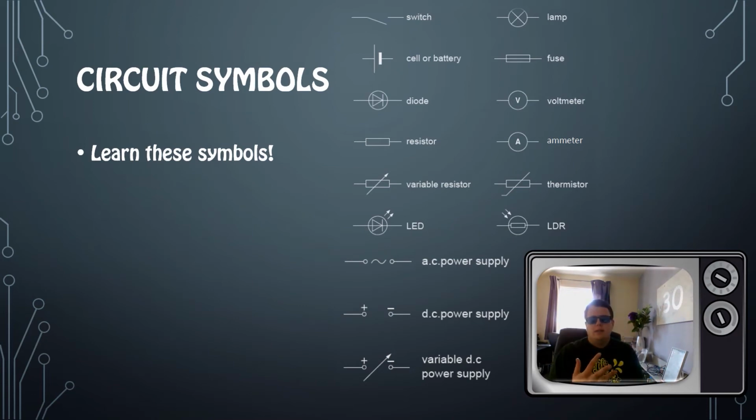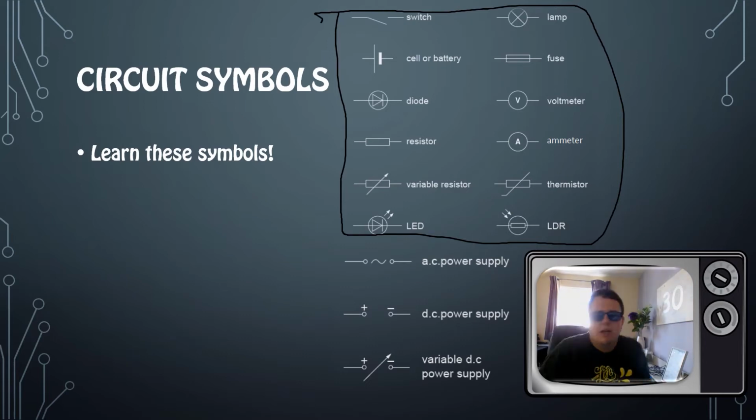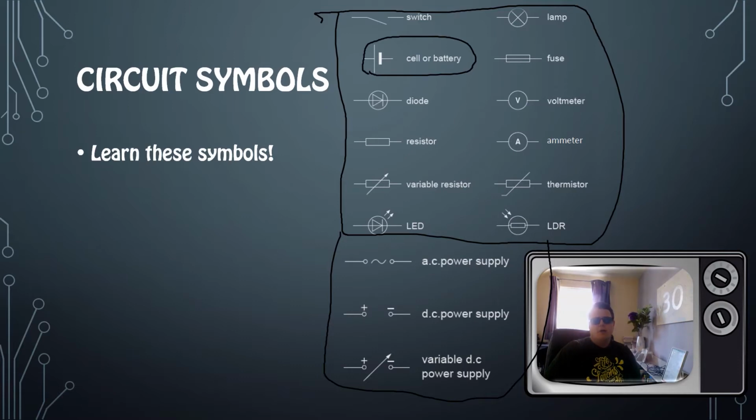Okay, circuit symbols then. On screen are the key circuit symbols that you need to learn. The top ones that are in the box, so this section, everyone needs to learn, whether you're doing separate science or double award. This section down here tends to only come up on the separate science. These power supply symbols are just a fancy way of drawing a cell or a battery. Generally both will be acceptable, so don't worry about it too much.